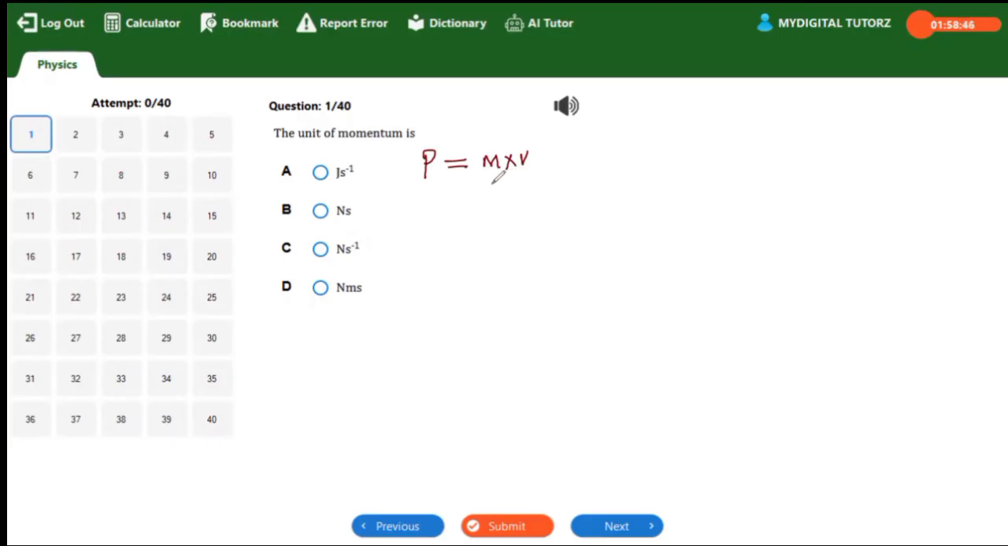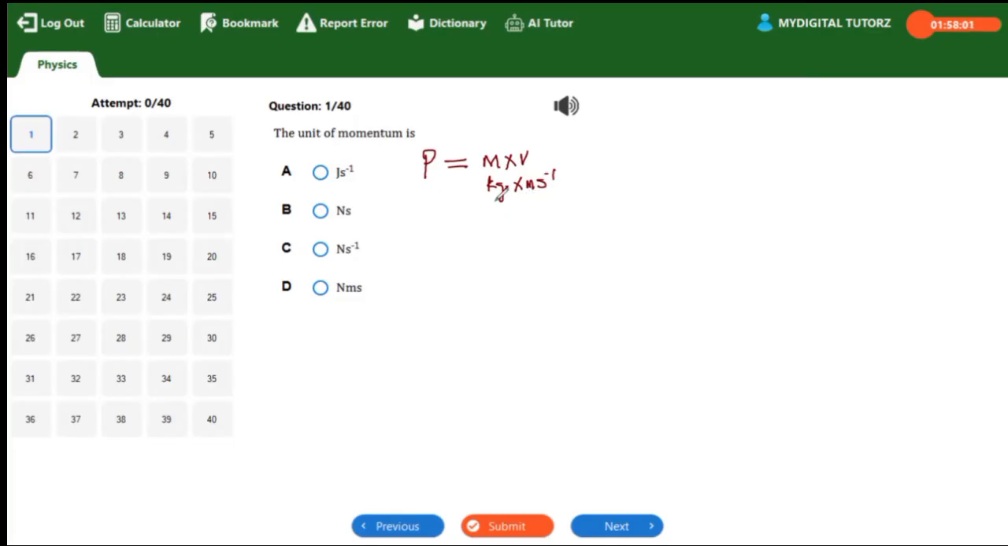So mass is measured in what? Mass is measured in kilogram, right? And velocity is measured in meter per second. Is that correct? So do we have the unit here? We can say we don't have the unit.